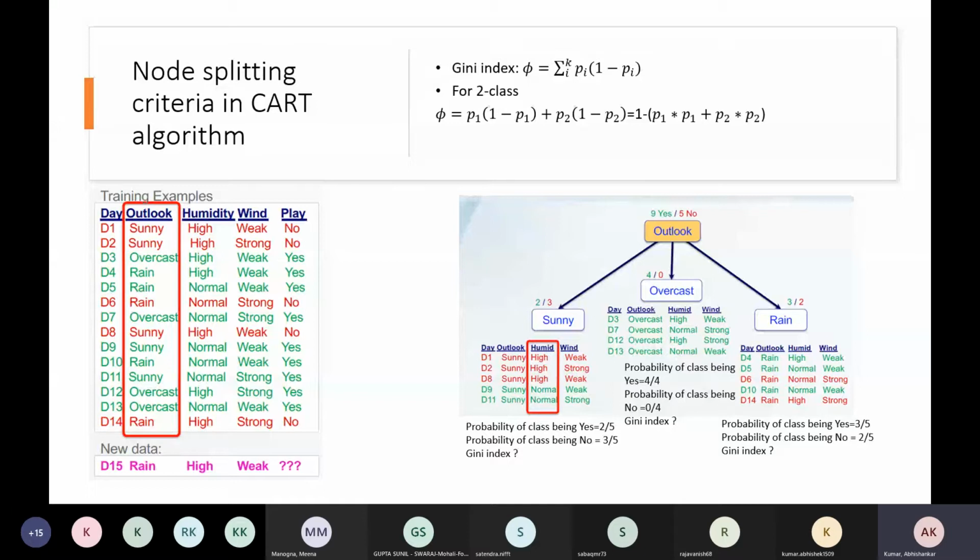Understood? At every node they split on all features, see how much gain they are achieving and how much Gini index they are getting, then calculate the information gain for every node, and whichever is maximum, they split based on that feature. Understood or not? No, sir. Confused. Okay.